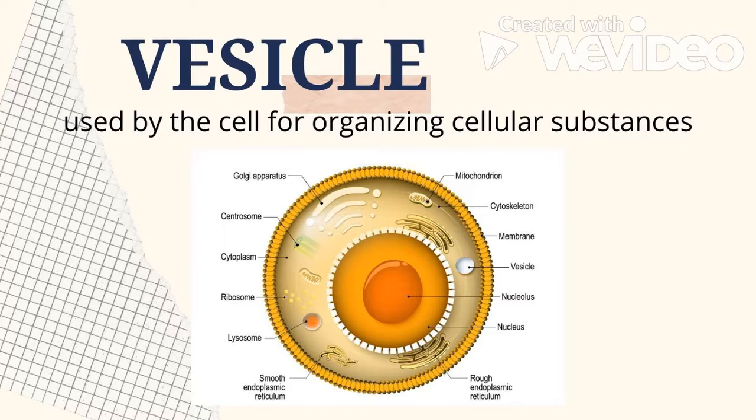Alright, here on the next slide, we have the vesicle. It is a structure within or outside the cell that consists of a liquid or cytoplasm enclosed by a lipid bilayer. Vesicles form naturally during the processes of secretion, uptake, and transport of materials within the plasma membrane. Because it is separated from the cytosol, the inside of the vesicle can be made to be different from the cytosolic environment. For this reason, vesicles are a basic tool used by the cell for organizing cellular substances.